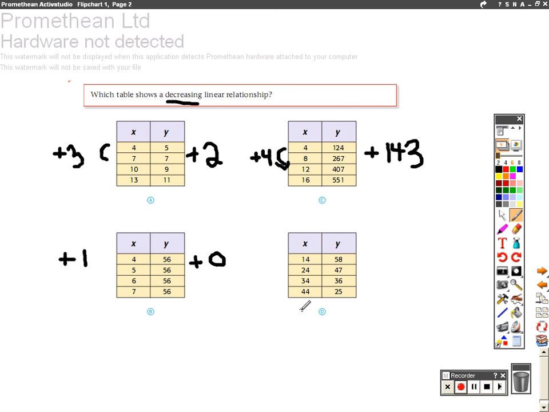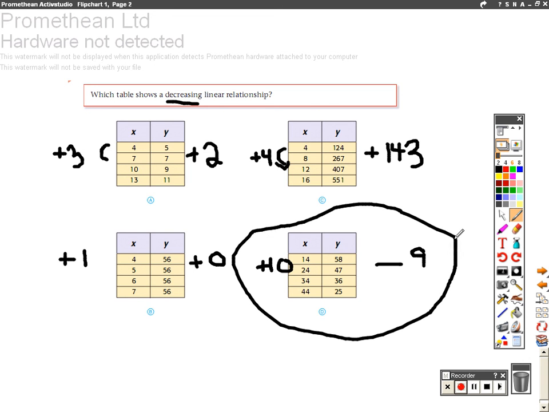Choice D, hopefully this will be the one. Let's see. From 14 to 24, I added 10. And from 58 to 47, I subtracted 9. They're in disagreement. One is positive, one is negative. Therefore, it is a decreasing relationship, and D is the correct choice.